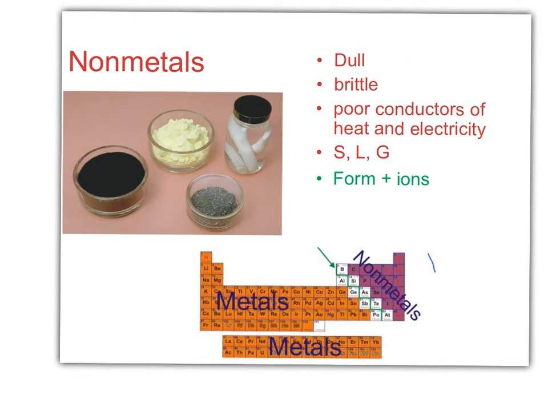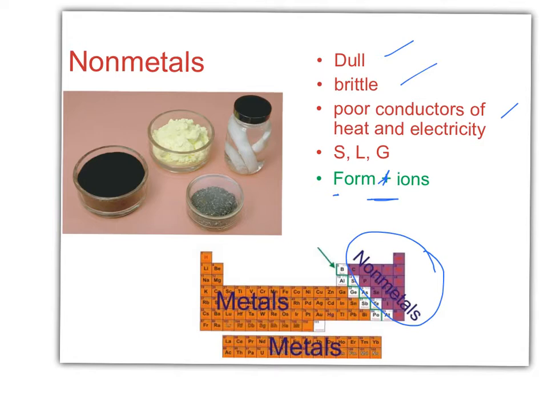Nonmetals, on the other hand, on the right-hand side of the periodic table, have many electrons in their valence shell. They therefore form negative ions. They tend to be dull and brittle. They are poor conductors of heat and electricity. And they run the gamut.